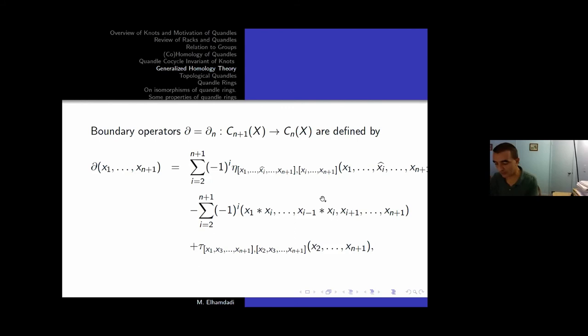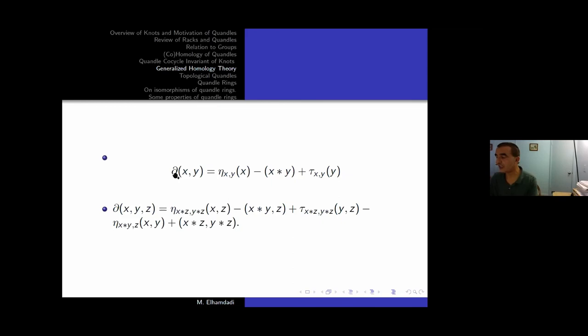To make it simpler, I'm going to show you a few elementary computations. The Andruskiewitsch-Graña operator on two elements is given by this formula. Now, if I'm doing cohomology, that will be a quandle homomorphism, and f of x star y equals eta xy of f x plus tau xy of y. The boundary evaluated at three elements. Again, if tau is zero, this disappears. And if this is identity, you get x minus x star y, which is exactly the Carter-Kamada-Saito boundary. Same thing here. Okay.